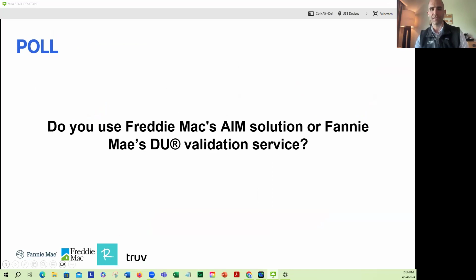While you guys are going on that poll, the poll's asking if you use the Fannie Mae AIM or the Freddie Mac AIM or the Fannie Mae DU validation service. I want to hear from you guys. More importantly, do you use it? Do you use it at the level that you're comfortable with? Are you happy with your percentage of files that are using these validations? Femi, do you mind taking a stab there and letting everybody know a little bit of how you would answer that?